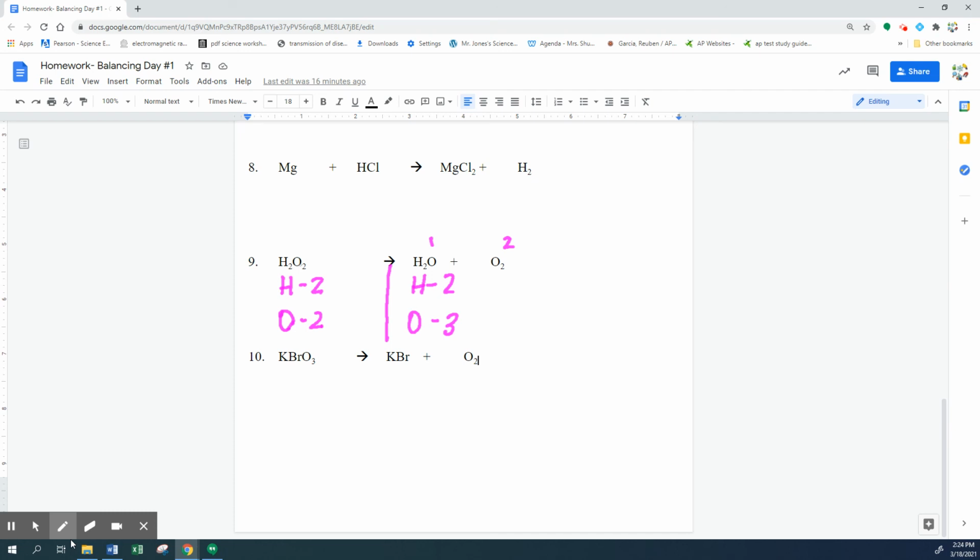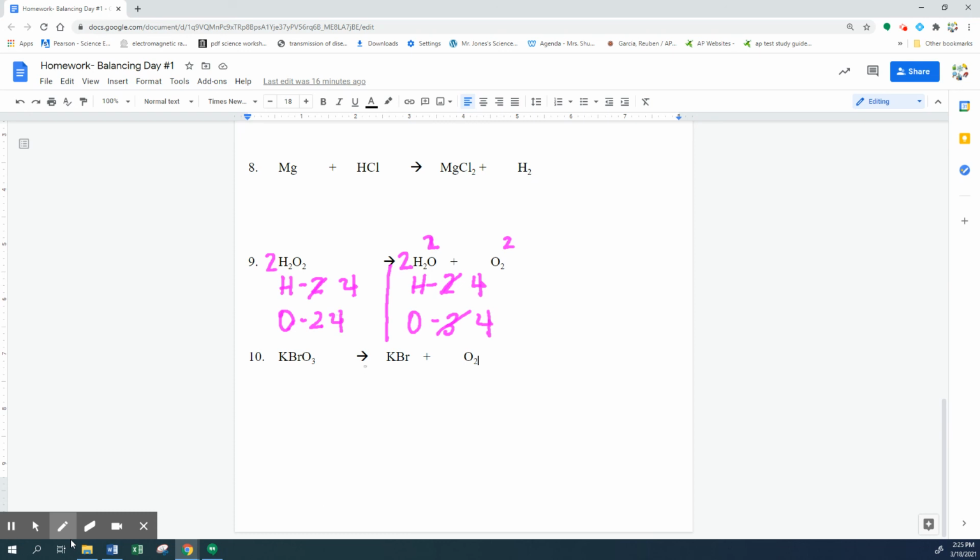And we know that oxygen has to be even. So the lowest way, the easiest way to get oxygen even is to put a 2 in front of this H2O. That would make this a 2 for oxygen, and we'd have 4 oxygens. It does also change this hydrogen to a 4. 4 and 4. So how do I get both hydrogen and oxygen to be a 4? I put a coefficient of a 2, and that makes both of them 4s.